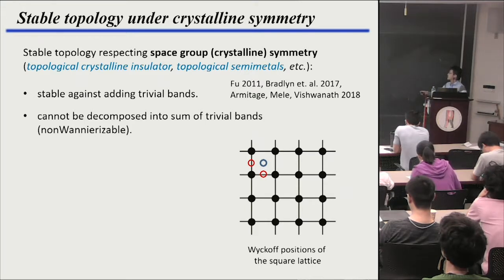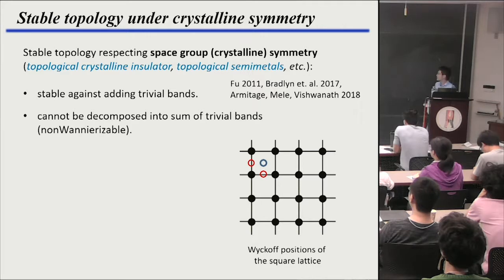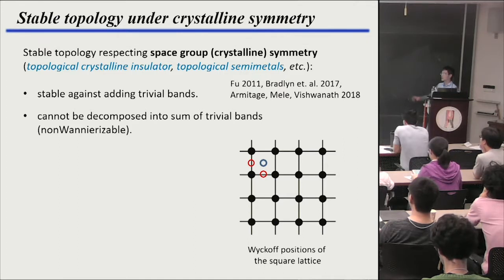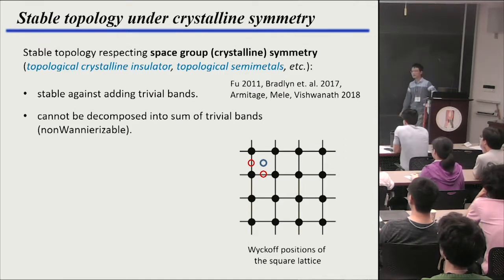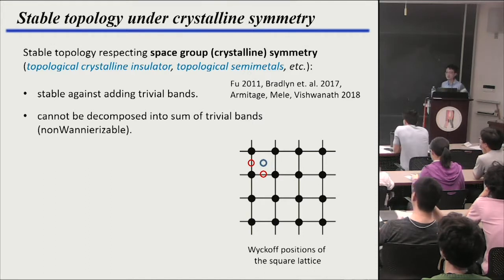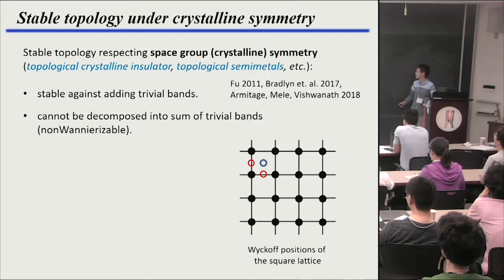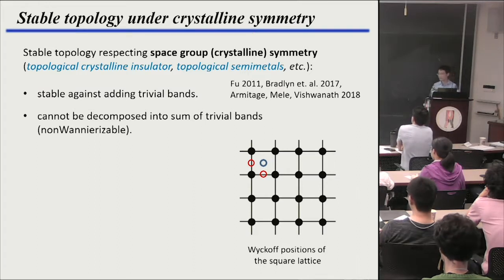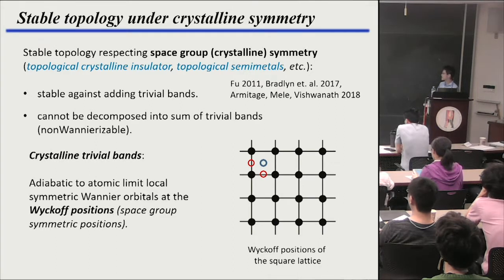Furthermore, you can generalize this by adding space group symmetries or crystalline symmetries. This will lead to further concepts of topological states, which are topological crystalline insulators. People also discuss topological semimetals. When you have space group symmetries, you can have more varieties of semimetals as well. So again, if you want to define stable topology, it has to be stable against any trivial band. But in this case, you have more symmetries, and the trivial band is defined again to respect all the symmetries.